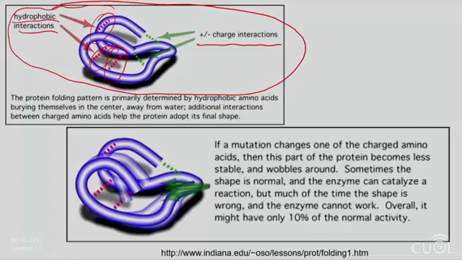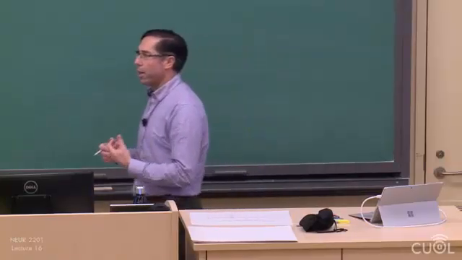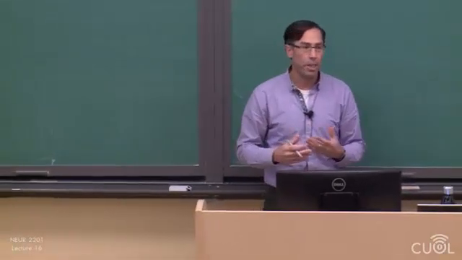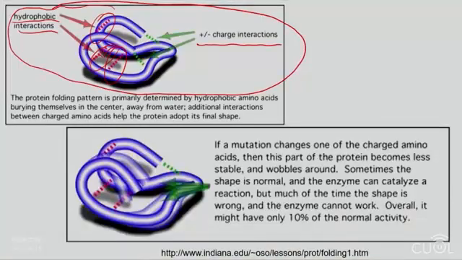So all of those amino acids have come out in the right sequence, in the right place, and it allows that protein then to form its native conformation. If things are out of sequence, and they just show one actually, that's thrown off, if a mutation changes one of the charged amino acids, that part of the protein becomes less stable, and it says wobbles around. Really what that means is that it's in a higher energy state and it's not stable, right? So low energy is stability, high energy in this case is unstable, and things can really go wrong.